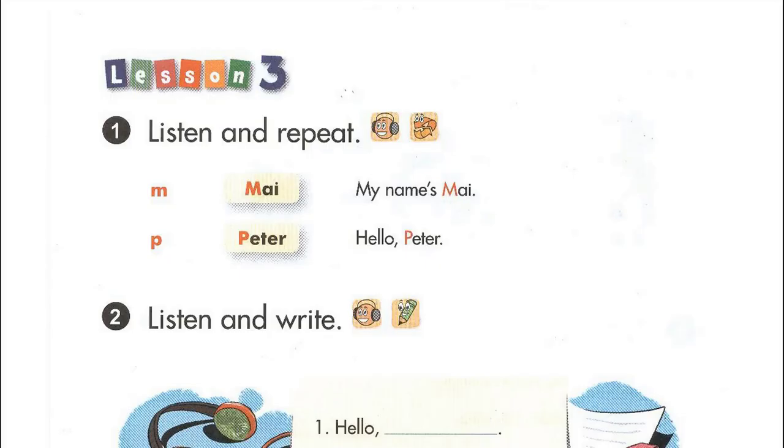Page 16. Lesson 3. Activity 1. Listen and repeat. My. My name's Mai. Peter. Hello, Peter.